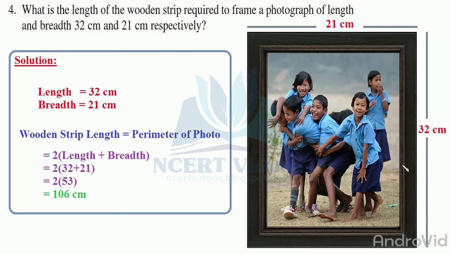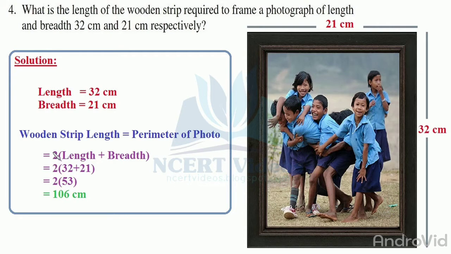So the dimensions of this photograph are 32 centimeter and breadth is 21 centimeter. Since it is a rectangle, this is 32 centimeter again and this is 21 centimeter. Now length and breadth we have to write first of all, that is 32 and 21 centimeter. Now wooden strip length would be equal to perimeter of photo.